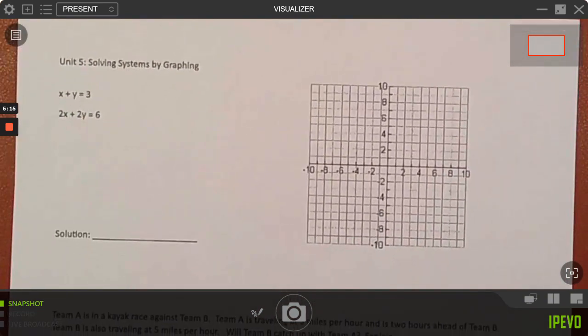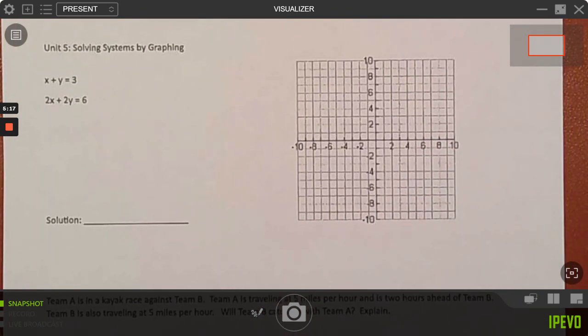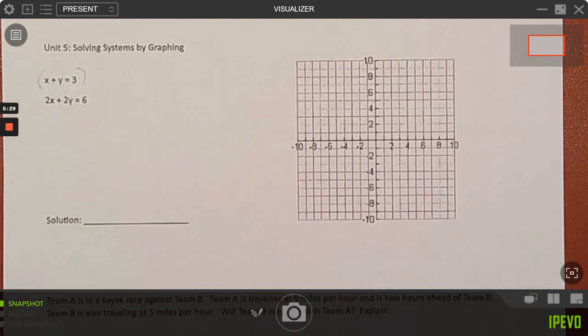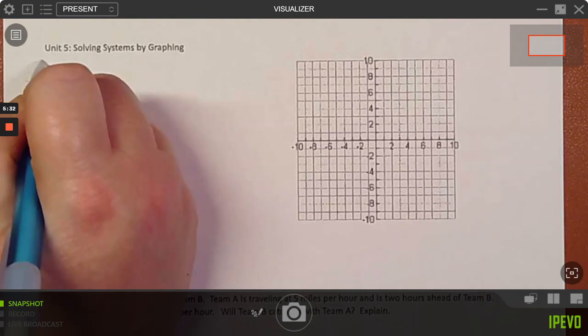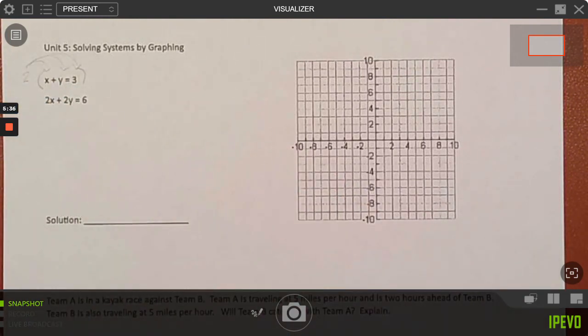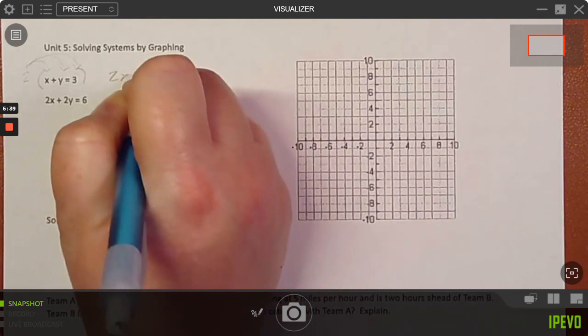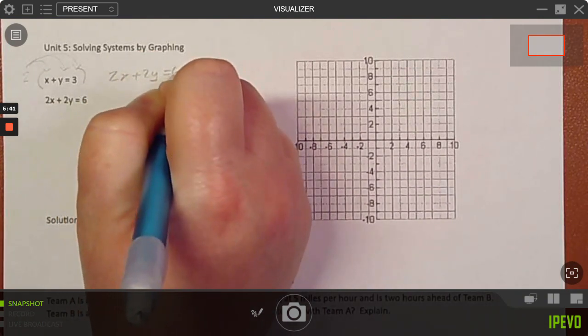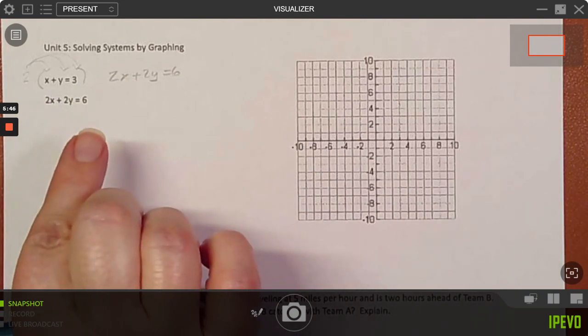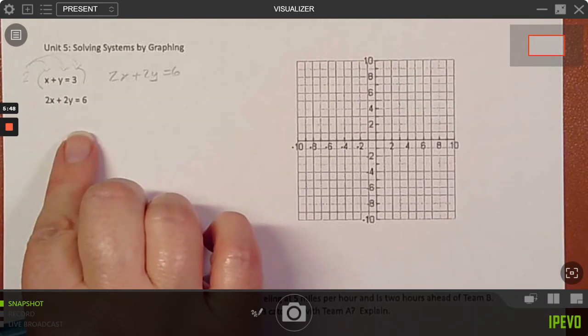Okay, x plus y equals 3 and 2x plus 2y equals 6. If we take a moment and look at this, we can see that if I take this entire top equation and double the entire equation, I can see that these are proportional. So this is going to end up being 2x plus 2y equals 6, which is the same one here. Okay, but I want to prove that by putting them both into slope-intercept form, because you may not recognize that right away.